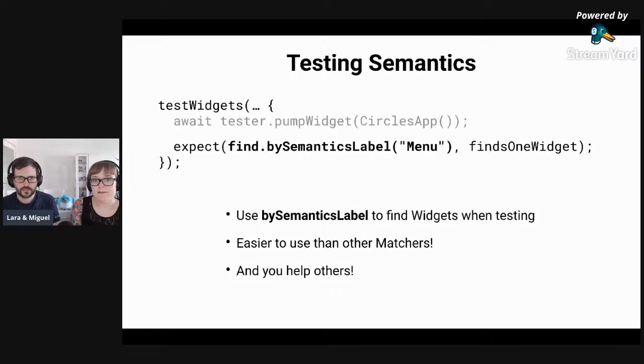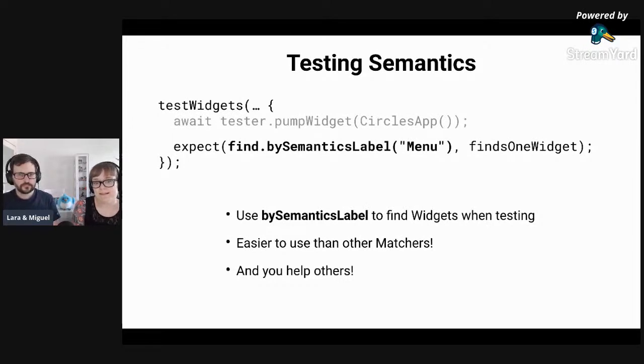Semantics is a very powerful tool. We can use it to improve the accessibility of our application, but also we can use it for testing. When we do widget tests, we need a way to find widgets that are displayed. And with the semantics, we can use the label to find a widget. You can do that by using by semantics label to find widget when testing.